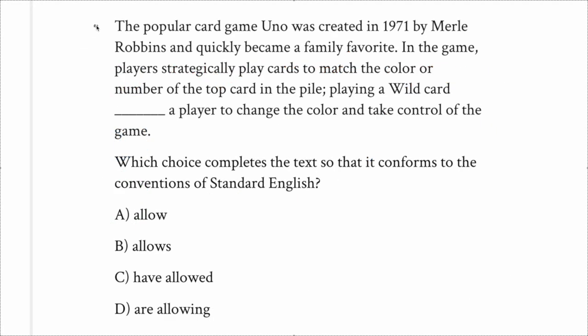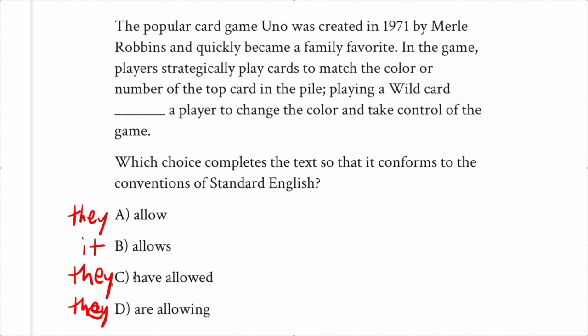So how can we tell that we're dealing with a question involving subject-verb agreement? Well, the most reliable indicator is going to be the pattern in the answer choices. Namely, you're going to have a mix of singular and plural verbs. And the way you can tell this is to basically apply what I'll call the it-they test. So looking at these verbs here, allow would pair with they, allows would pair with it, have allowed would pair with they, and are allowing would pair with they.